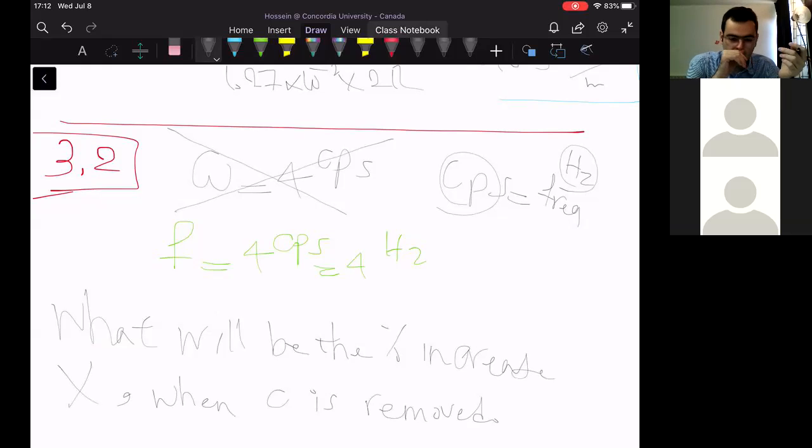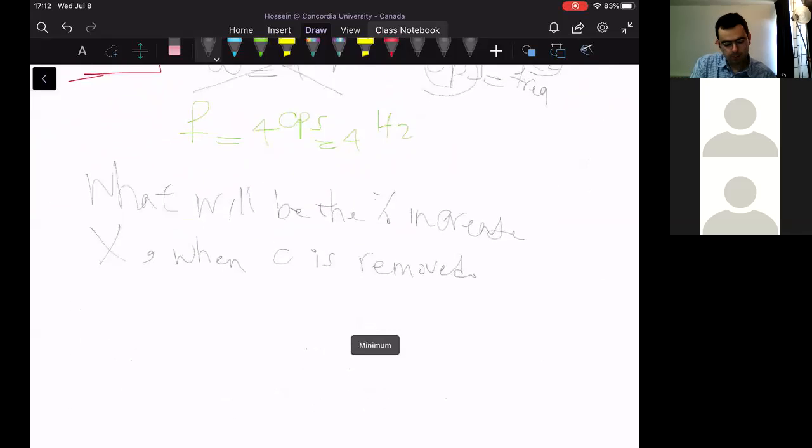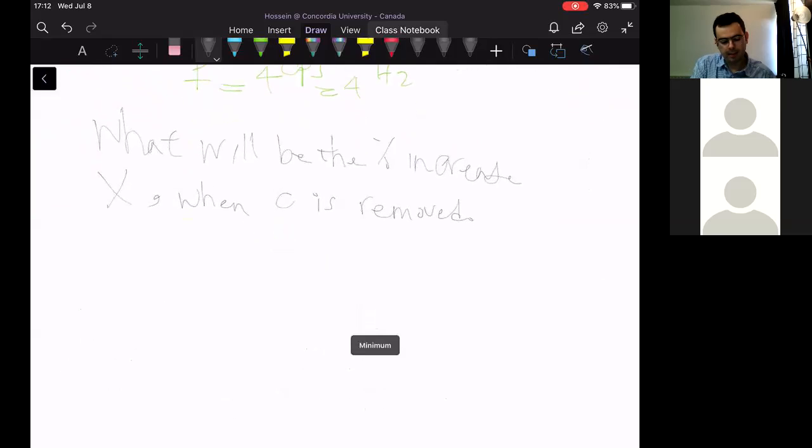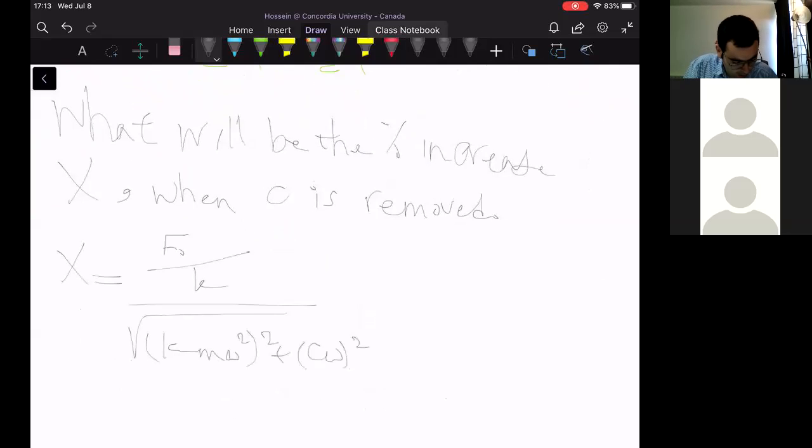In case of resonance, if we don't have damping, the amplitude will be dramatically increased. We want to see that. So we have to calculate the increment in the amplitude of forced vibration in two cases, with damping and without damping. The formula is very easy: X, the amplitude of forced vibration, equals F naught over the square root of (K minus M omega squared) squared plus (C omega) squared.